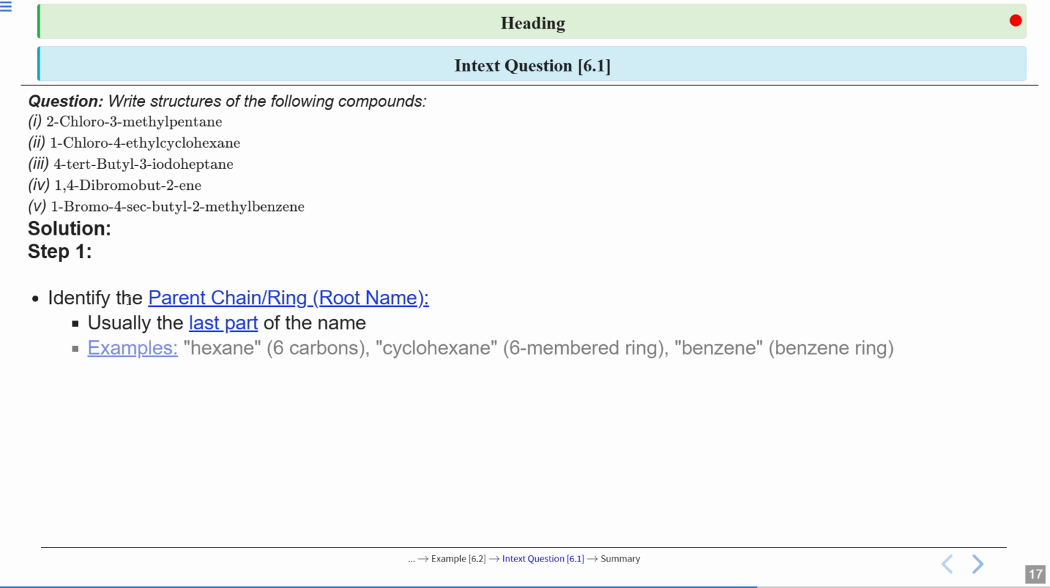Okay, so we have already been given the names, so you can identify what the root name is in each of the compounds. The examples are hexane. Hexane means 6 carbons. Cyclohexane. Cyclohexane means a 6-membered ring. Benzene. Benzene means a benzene ring, and they are the root names. That means they are present at the last part of the name, and they are actually the parent chain name or parent ring name.